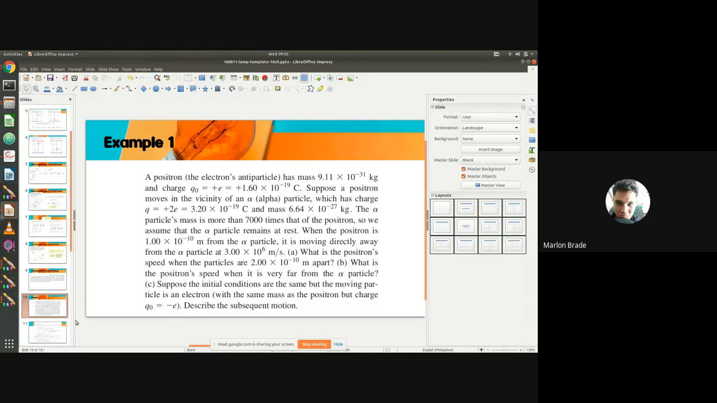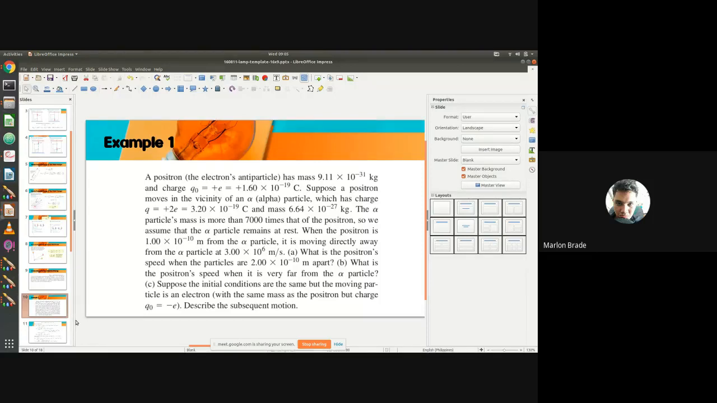So we assume that the alpha particle remains at rest. When the positron is 1.00 times 10 to the negative 10 meter from the alpha particle, it is moved directly away from the alpha particle at 3.00 times 10 to the power of 6 meters per second. So what is the positron speed when the particles are 2.00 times 10 to the negative 10 meter apart?